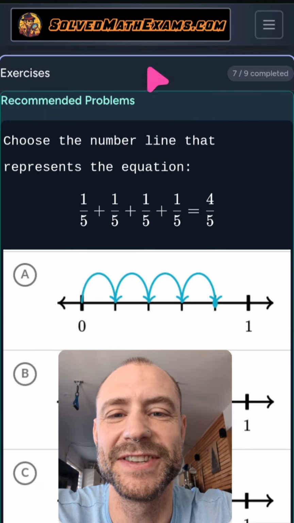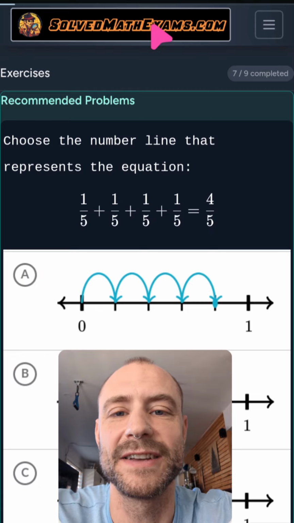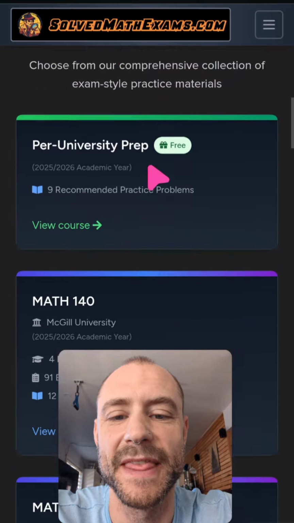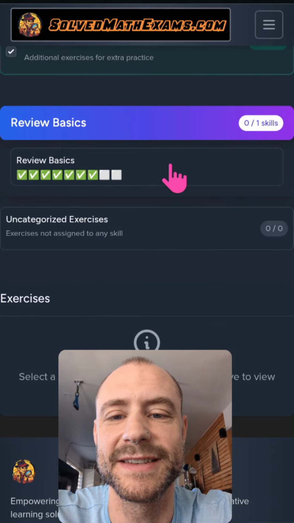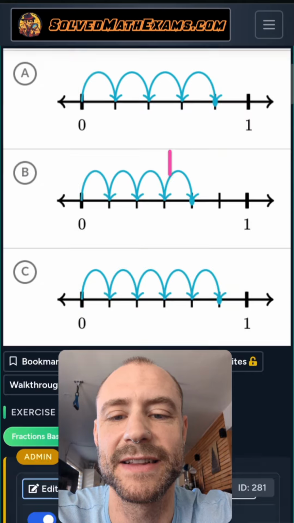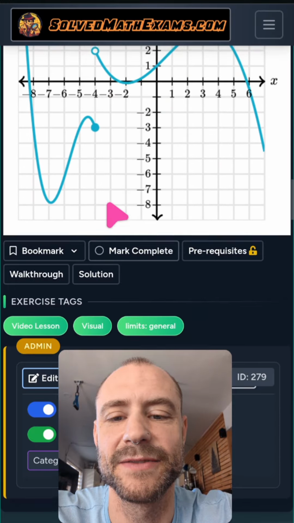Well, this actually shows you how to get to it too. You can log in, it's a free account. You can go to solvedmathexams.com, scroll down to pre-university prep, and then in review basics, you click here. I think it's the second or third question. It's the third question, so that's where you can find it.